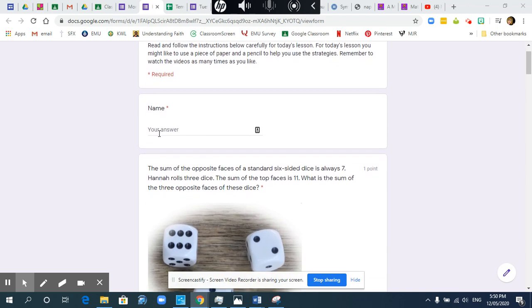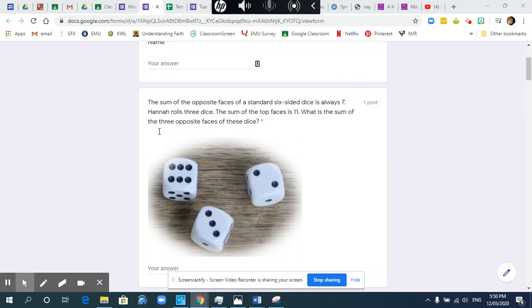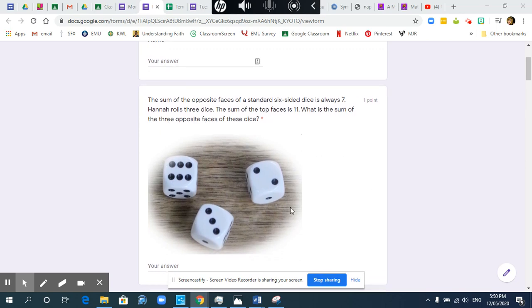First question, as normally, is your name. Our warm-up question. The sum of the opposite faces of a standard six-sided dice is always 7. So if we look at this dice with a 6 at the top, the number on the other side of the dice will be a 1, because 6 and 1 is 7. If we look at this dice with a 2 at the top, we need to figure out what number goes with 2 to make 7. 2 and 5 make 7.